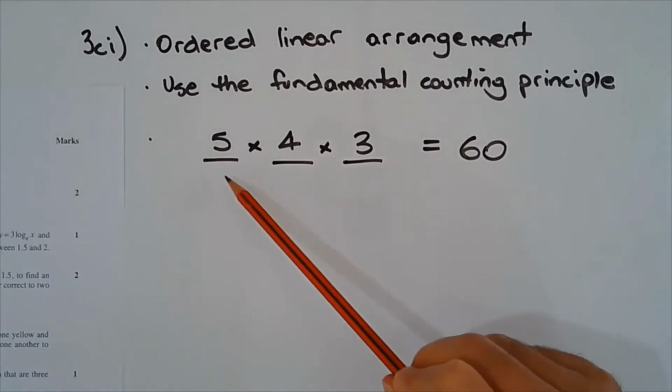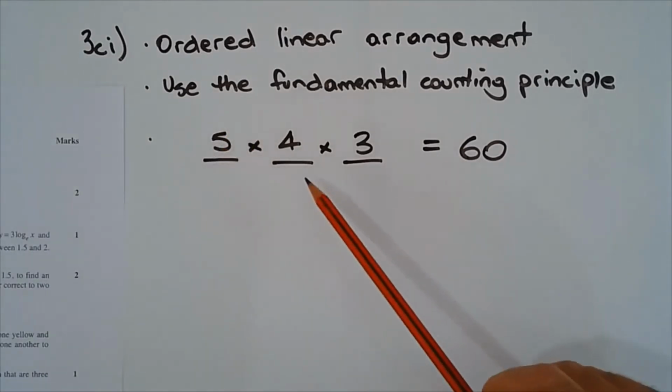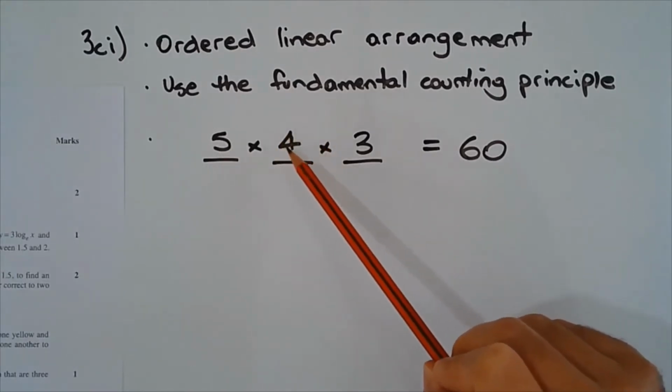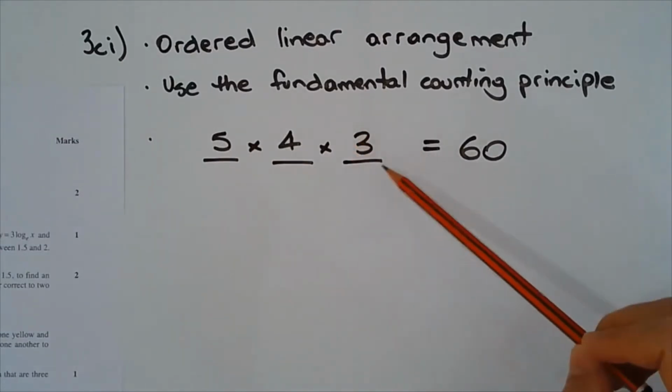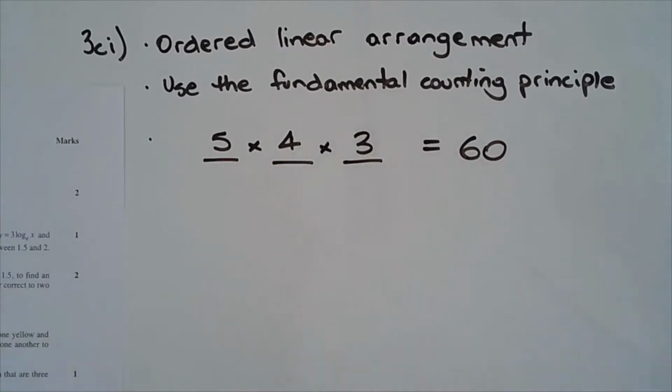Now the first dash represents the first block, and Sophie has 5 colours to choose from. The second dash represents the second block, and she has 4 colours to choose from since Sophie's already chosen 1 colour here. And then the third dash represents the third block, and Sophie has 3 colours to choose from for that space there. So 5 times 4 times 3 is equal to 60.